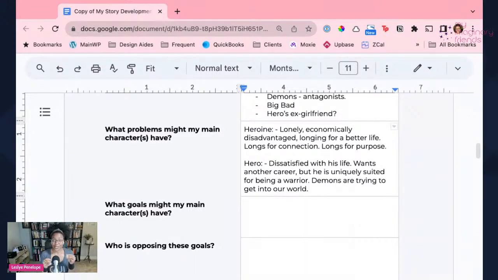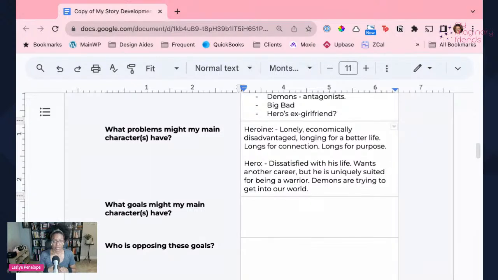And it's always good when the internal and external clash. So he was born to be a warrior. Demons are coming in. He is primed and ready, genetically engineered to stop them. But what he really wants is to be a librarian. Those are two identities in conflict.